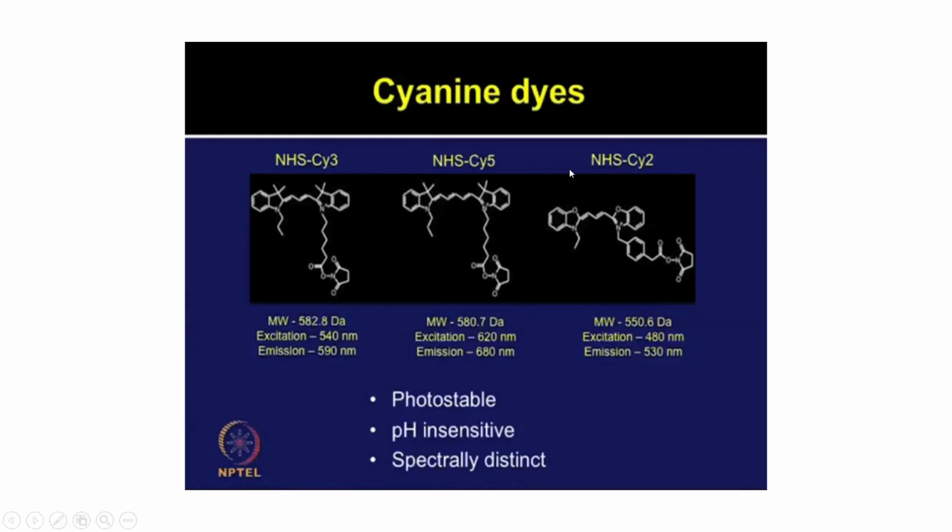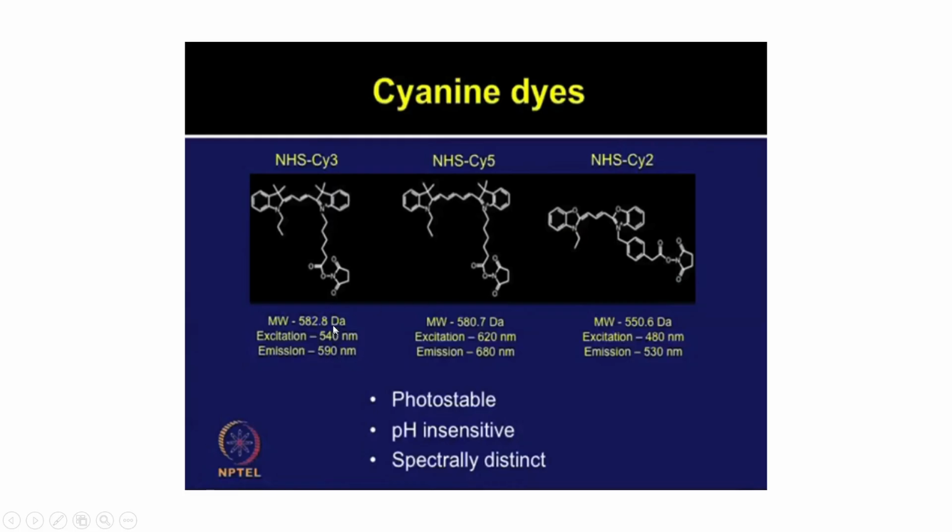So these are the three specific dyes: Cy3, Cy5, and Cy2. The benefit of these dyes is that they have a comparable molecular weight. So as you're doing separation based on molecular weight, it will not give much difference, because they have similar molecular weight. That's what helps in using these specific dyes.